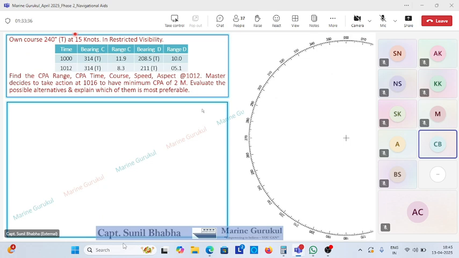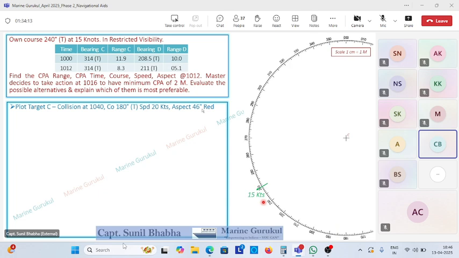Let us first have the plotting sheet. We have the plotting sheet on the screen now. Let's mark the center of the plotting sheet as C, Charlie. Let's mention the scale which we will be using. The scale is 1 centimeter equal to 1 nautical mile. Let's now mark the course and speed of own ship. Own ship is steering 240, so you see the green color arrow coming up on the circumference of the plotting sheet at 240. Speed is 15 knots, so speed is also marked.